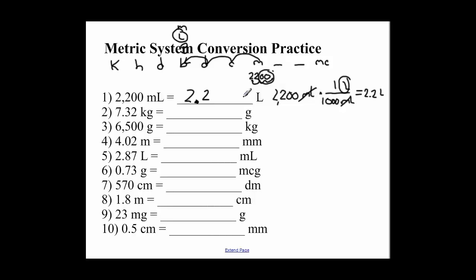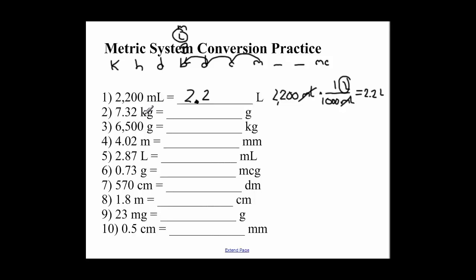So if you'd like to use the King Henry method, that helps you realize that you're either dividing by 10 one or more times, which will move the decimal point to the left, and if you're going to the right from a left prefix to a right prefix, you are multiplying by 10 for each position that you are converting to. So in the next problem, we have 7.32 kilograms. Let me erase this up here.